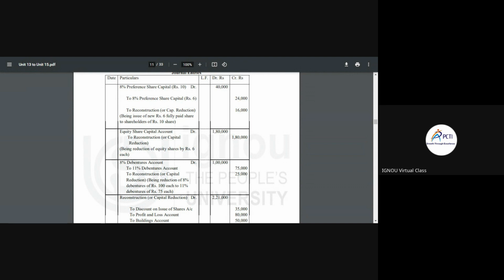Next entry for equity share capital account rupees 1,80,000 to reconstruction or capital reduction, because the equity share also will be of rupees 6 each from now onwards.